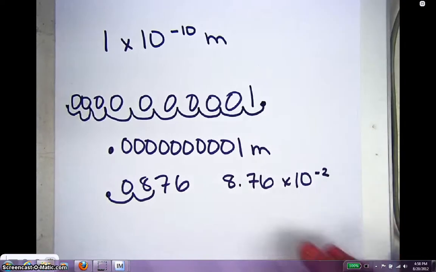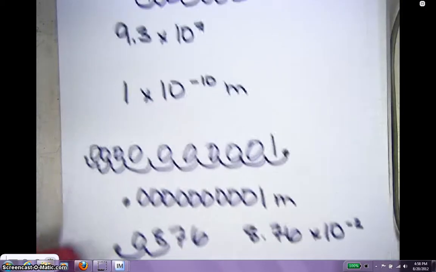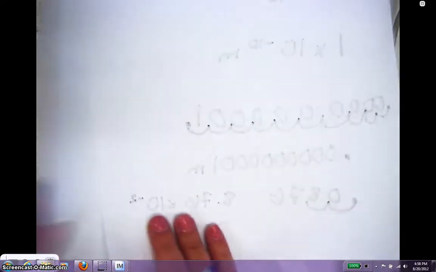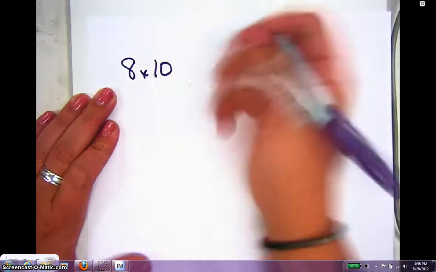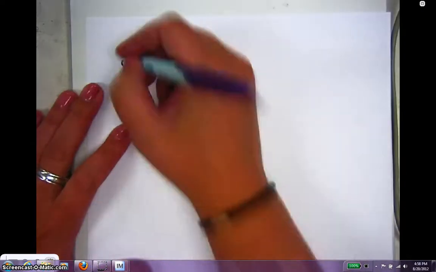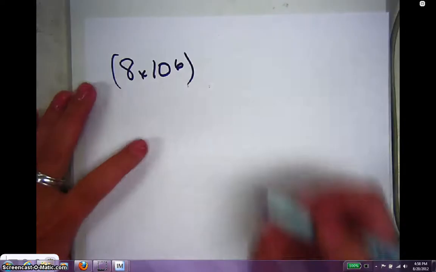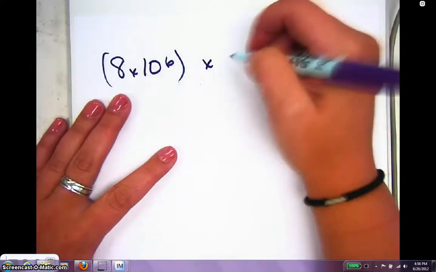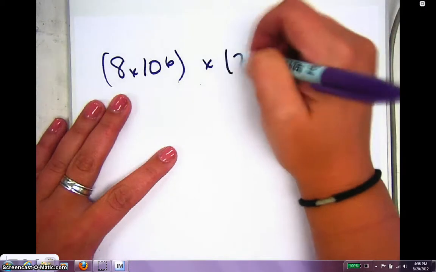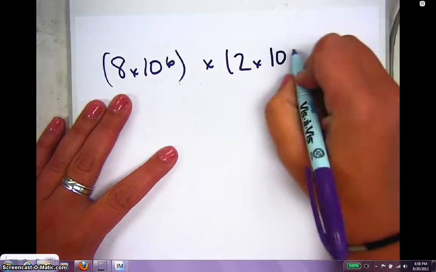Okay. Now, we're going to be using scientific notation a lot, and we're going to have to be able to plug it into our calculators and multiply and divide in scientific notation. So I'm just going to show you how to properly do that on your calculator. Okay? So let's say we have two numbers. We have 8 times 10 to the 6th, and I want to multiply that number, in parentheses, by, let's say, 2 times 10 to the 8th.